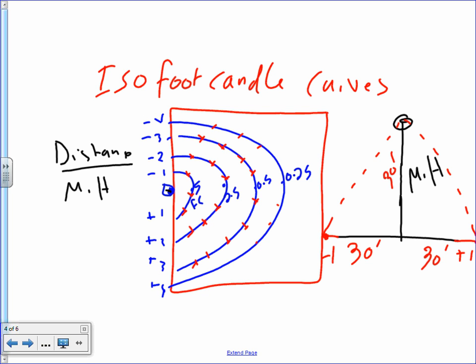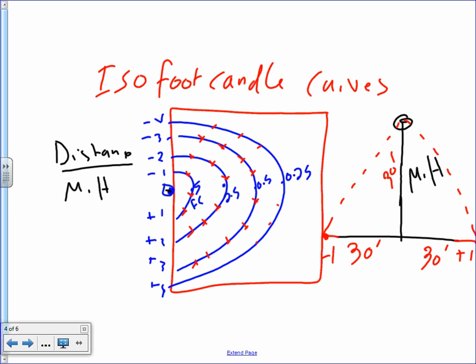So, smarter than chat guys, if you put a light there, no walls, nothing, it will create something called an isofoot candle curve. What the heck is an isofoot candle curve? Isofoot candle curve is a curve, these blue curves, a curve that connects all the points with the same foot candle value around the fixture. That's called an isofoot candle curve.